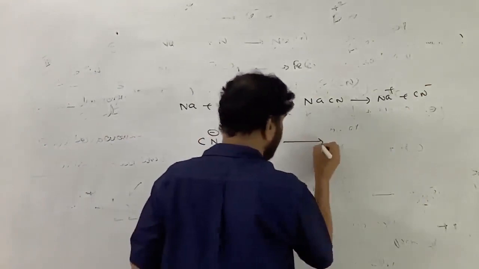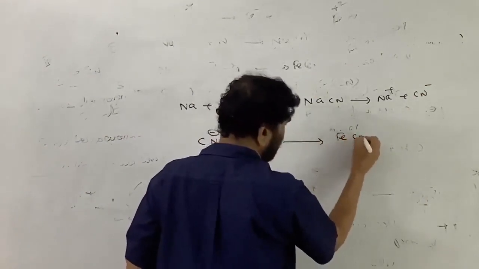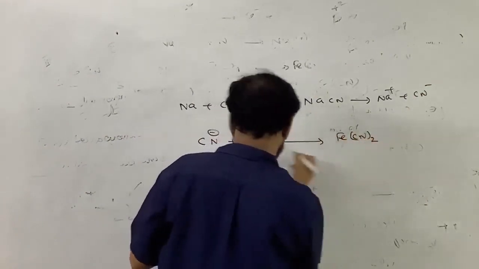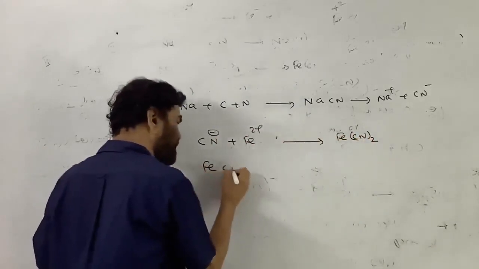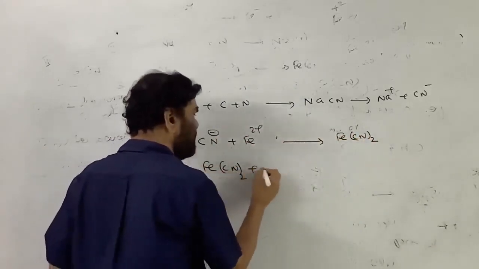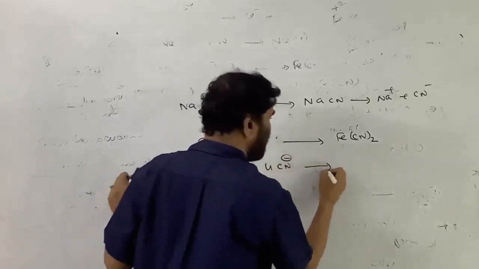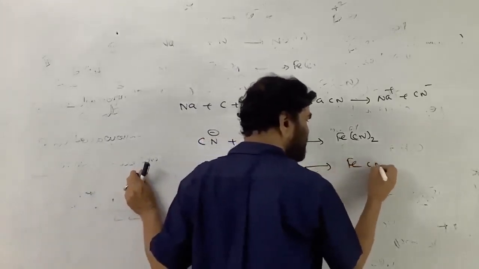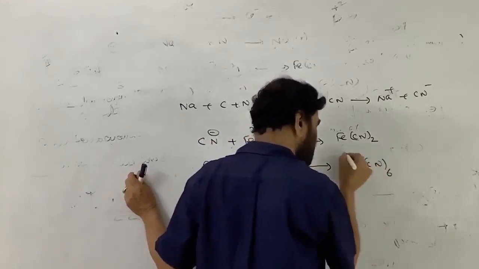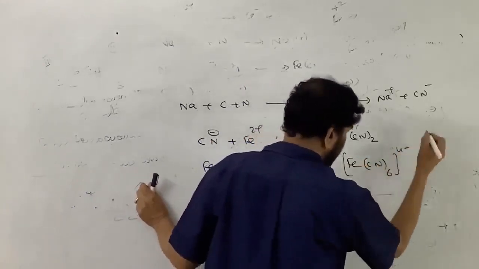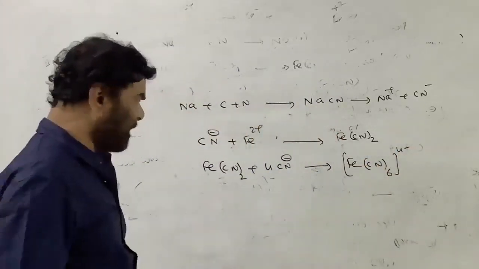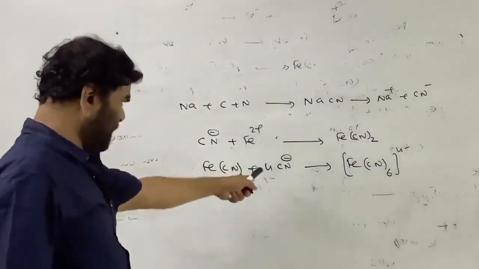This is converted into Fe(CN)2. This Fe(CN)2 further reacts with four more cyanide ions and converts to Fe(CN)6 4 minus. The ferrocyanide ion is formed. This is the principle.